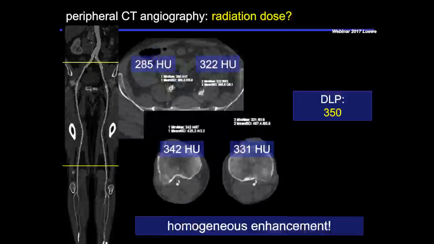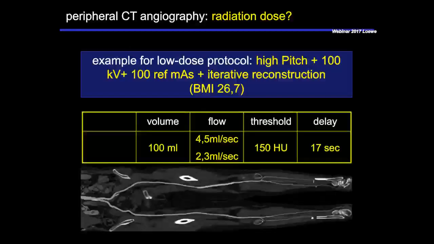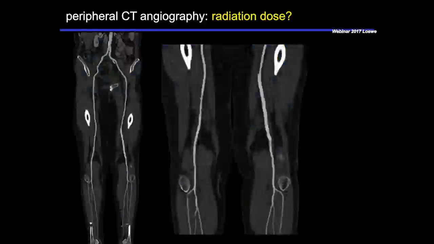Here another example, dose length product of 350, very homogeneous contrast enhancement by using this biphasic injection protocol. So that's an example in a patient with a slightly increased body mass index of close to 27, so it's a 100 kV protocol. And again, a biphasic injection with a rather slow flow rate for the second two-thirds of the total volume. And you see the contrast enhancement is very homogeneous during the entire imaging volume. And that's exactly what we are aiming for. And the dose length product here was even only 230 for the entire peripheral study.